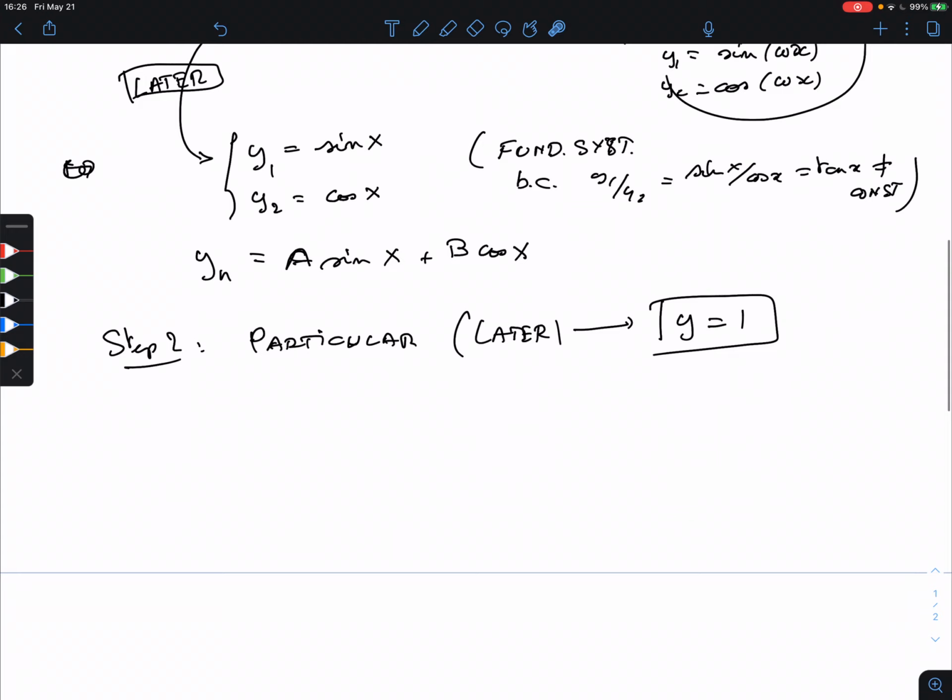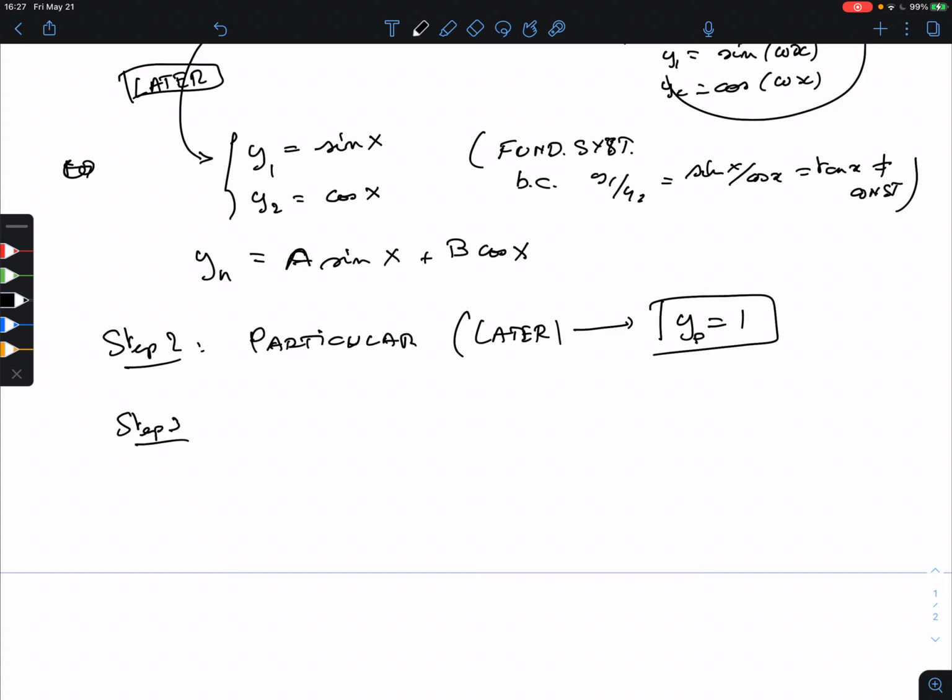So what to do now? Well, we now put things together. So this is yp equals 1. Be careful, yp equals 1. 1 is a constant function now. So the function that is constantly 1, that's the particular solution. So now step 3, putting together.